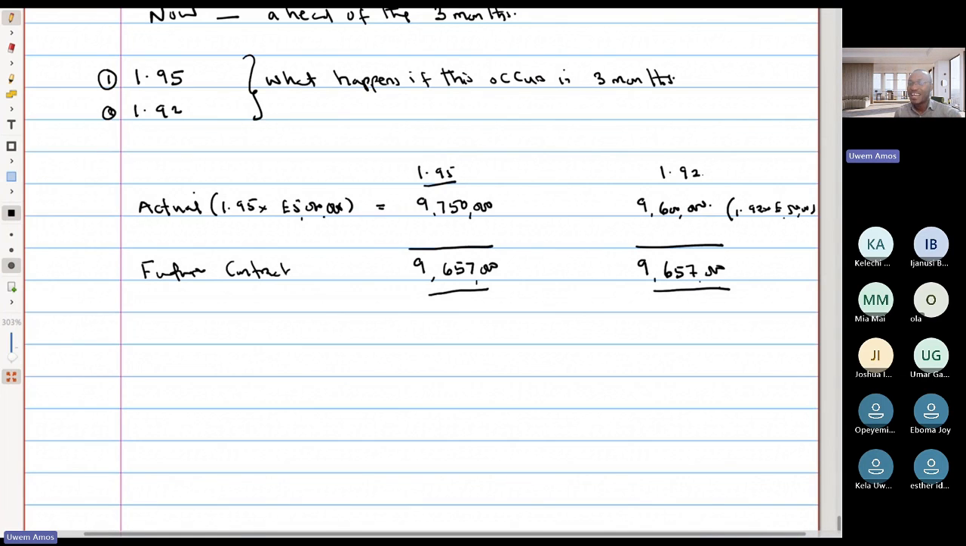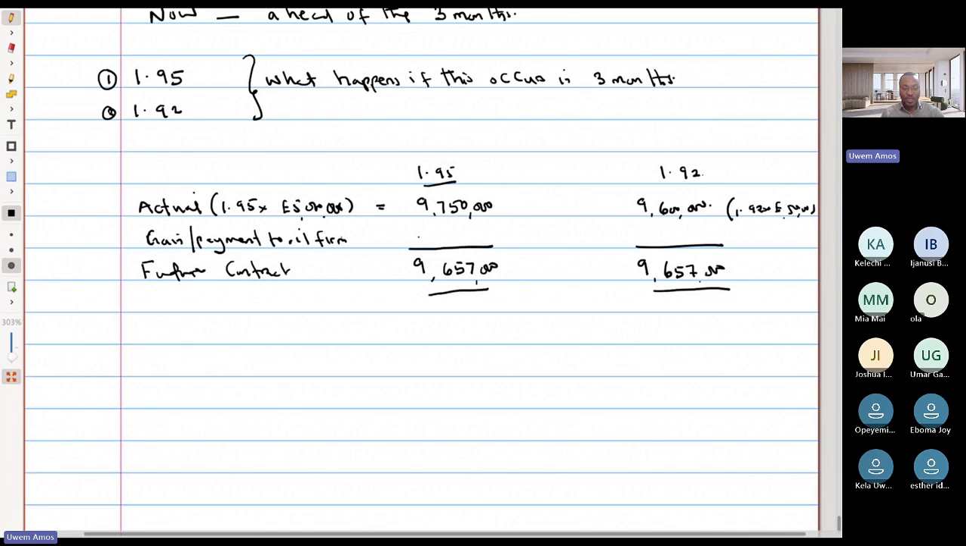So how do we settle in net? This is what we call the concept of settlement in net. So assuming you went and spent 9,750,000, but you have a locking rate of 9,657,000. So how much do you need to be refunded to take it to your locking rate of 9,657,000? So that will be 9,750 minus 9,657.